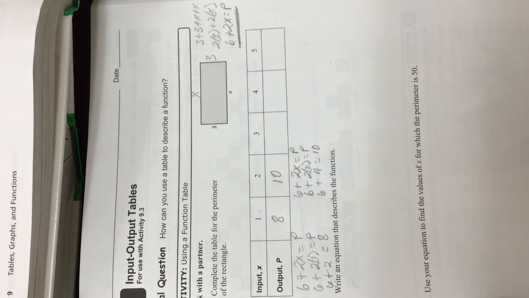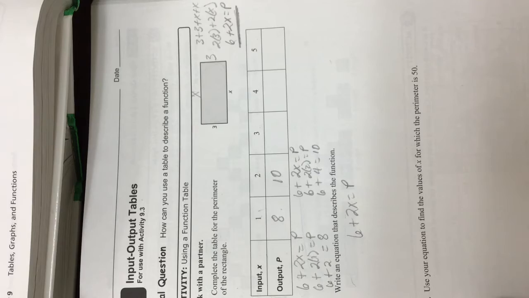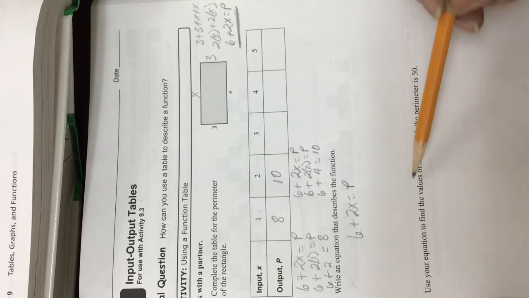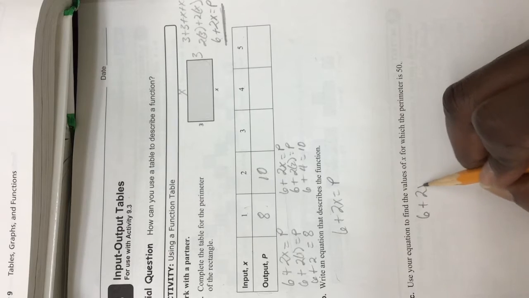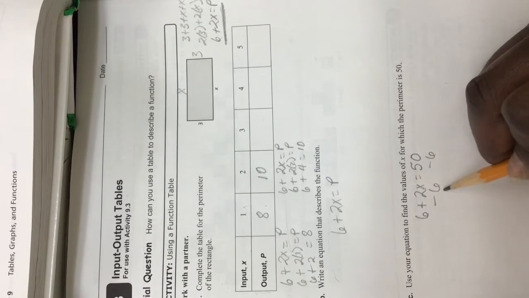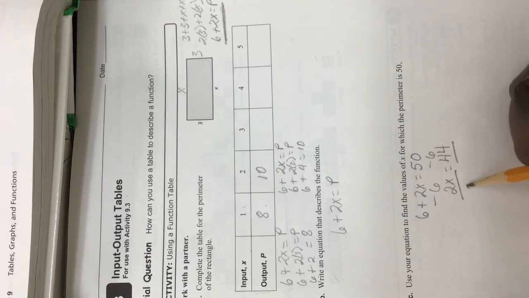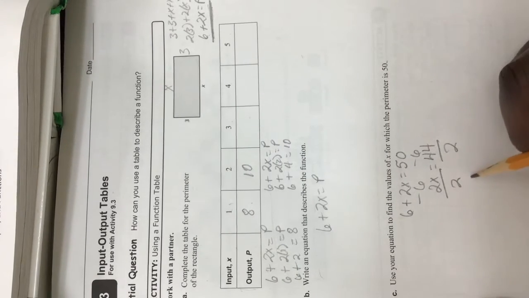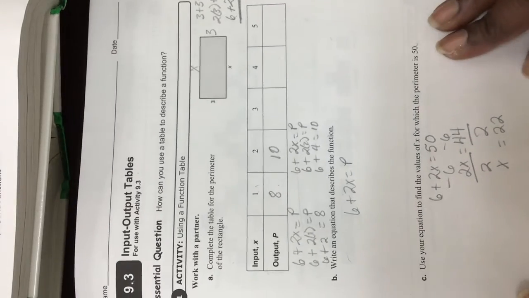We basically wrote one already when we said 6 plus 2x equals p, okay? And then it goes on to say use your equation to find the value of x for which the perimeter is 50. So then what we would do is we would say 6 plus 2x is equal to 50, okay? Then we will isolate our 2x, all right? Take 6 from both sides so that 2x is equal to 44. And then divide both sides by 2. And then x would be equal to 22. And that's how that would be done, okay?